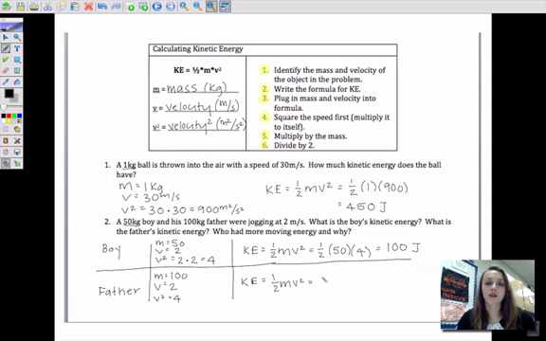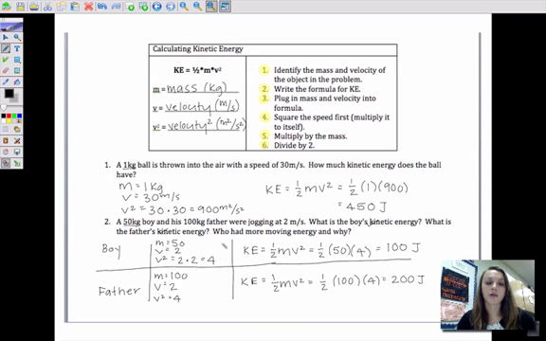For the father, it's the same setup. We have 1/2 times mass times velocity squared. So we're going to have 1/2 times 100 times 4. If I plug this into my calculator, I'll get an answer of 200 joules. We've solved for the boy's kinetic energy and the father's kinetic energy.